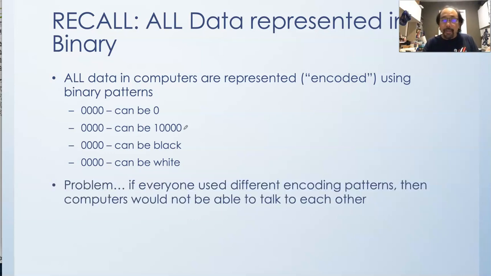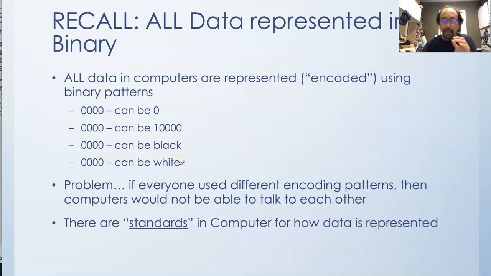And it's fine. The problem is if one computer wants to talk to another computer, they need to agree on the encoding. If I say 0000 is 0, but somebody else says it's 10,000, that would be very confusing. If I say it's black and somebody else says it's white, that's very confusing.